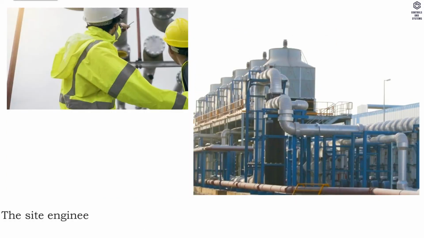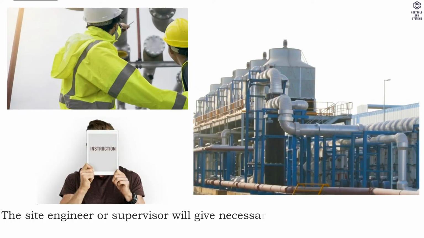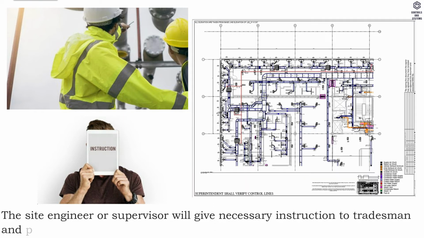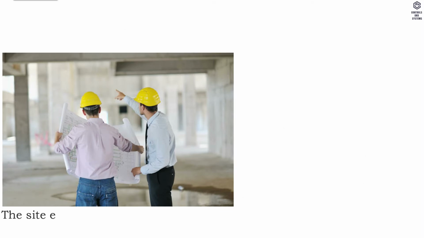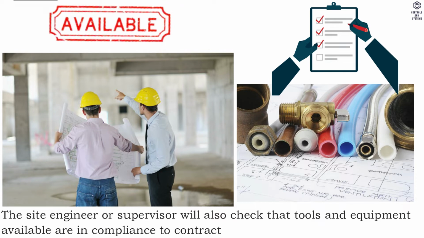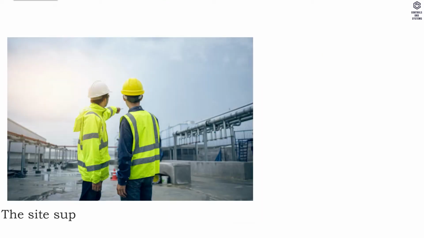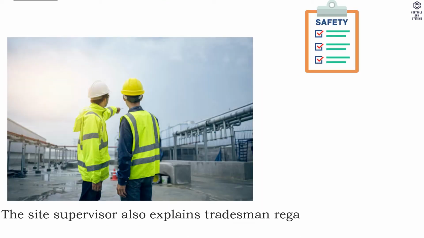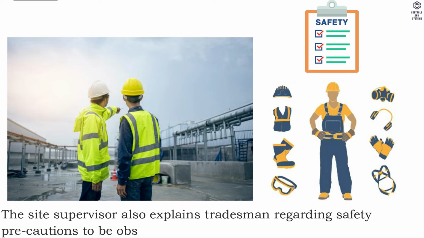The site engineer or supervisor will give necessary instruction to tradesmen and provide necessary construction and shop drawings. The site engineer and supervisor will also check that tools and equipment available are in compliance with contract requirements. The site supervisor also explains to tradesmen the safety precautions to be observed.